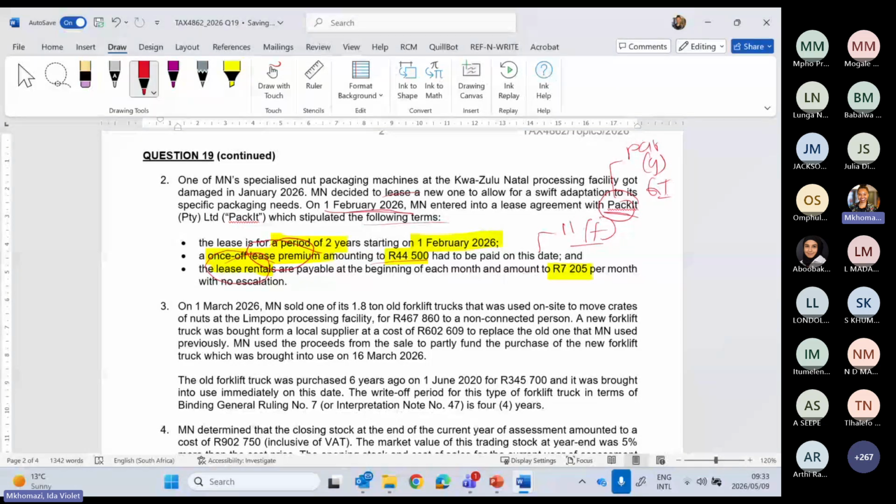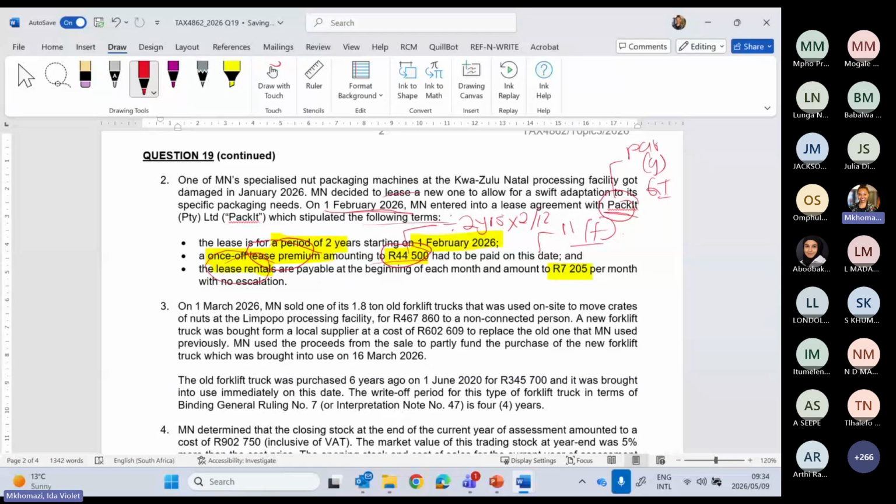They forgot to apportion the lease premium over the lease period, with that maximum of 25 years. And remember, you apportion it for a part of the year as well. Many students just took this 44,500 and deducted it as it is, which is wrong. You need to apportion it over the lease period, right? So it's 44,500 divided by 2 years, which is the lease period. Then you pro rata it, and you get your amount.